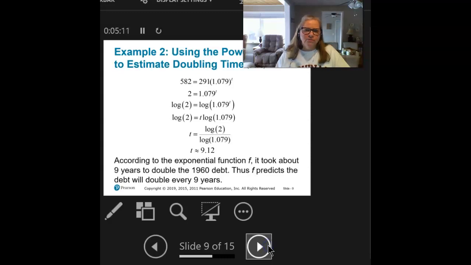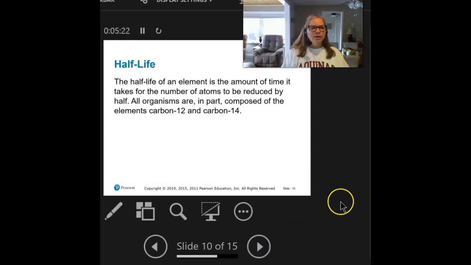So what did we actually find? We found that when t, which was our time, is 9.12, that means that the federal debt was doubling every 9 years. We can also use this idea to find half-life problems.